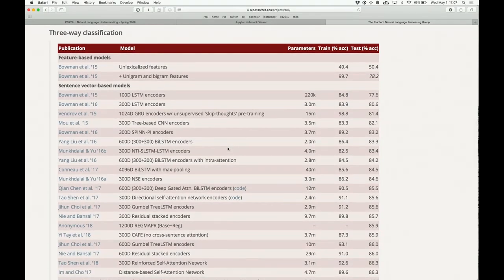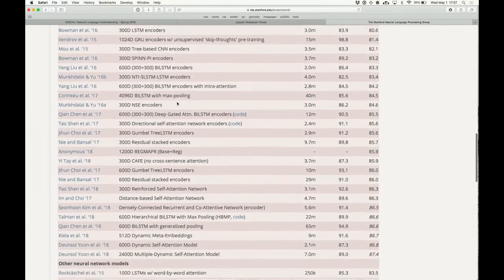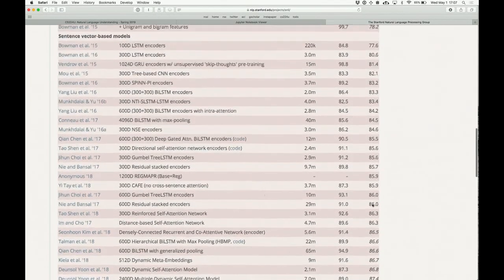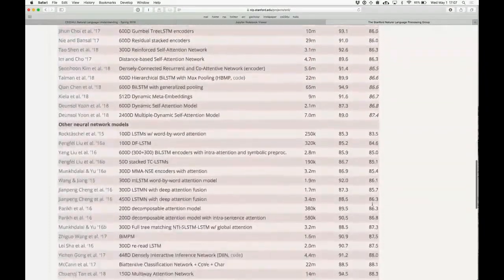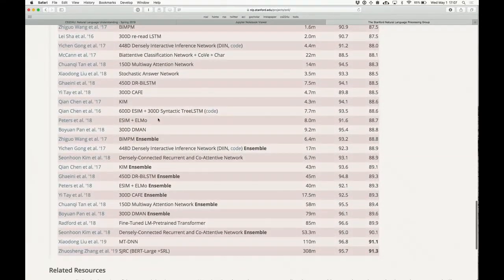Feature-based models, that's like handcrafted stuff. Those are up here. Sentence vector-based models, that's like the sentence encoding ones. The top score there is currently 87.4 on the test set. And then down here, before we get to the ensembles, I think these are by and large, so that's a tree one, but I think a lot of these are the chained but separate premise and hypothesis LSTMs. And these numbers tend to be a bit higher, right? Even setting aside the ensembles.